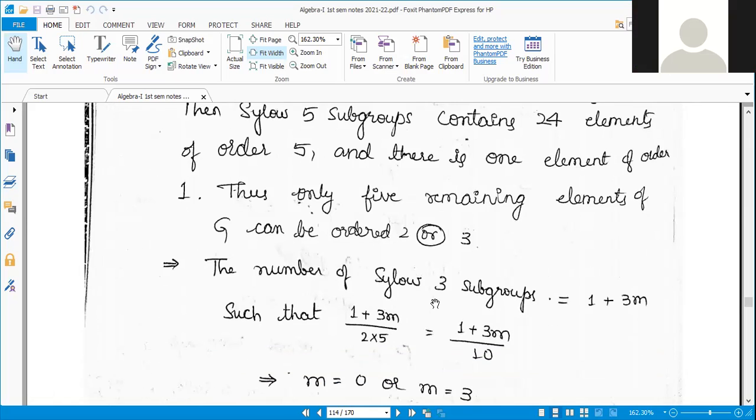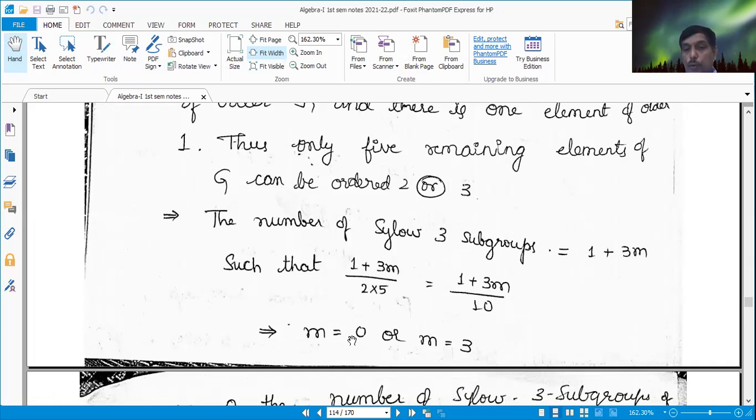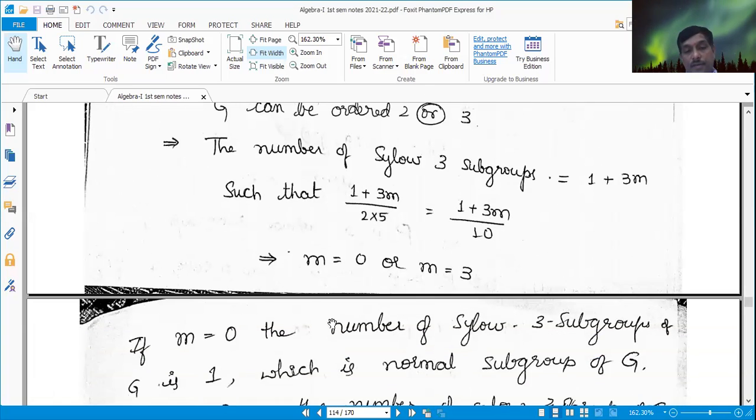The number of Sylow 3-subgroups, again it is in the form of 1 plus 3m, such that 1 plus 3m divides 2 into 5, that must be 10. Then m must be 0 or m must be equal to 3. These are the only two possibilities here. Therefore, if m is equal to 0, the number of Sylow 3-subgroups of G must be 1.